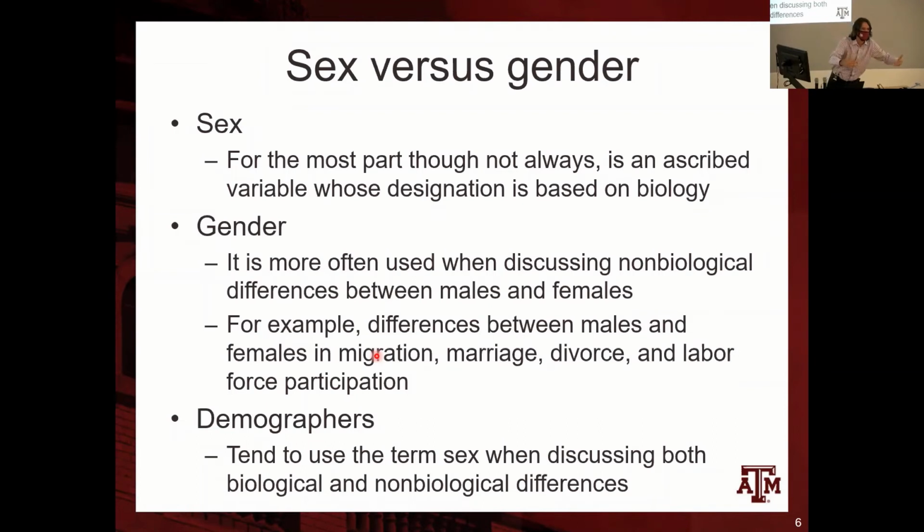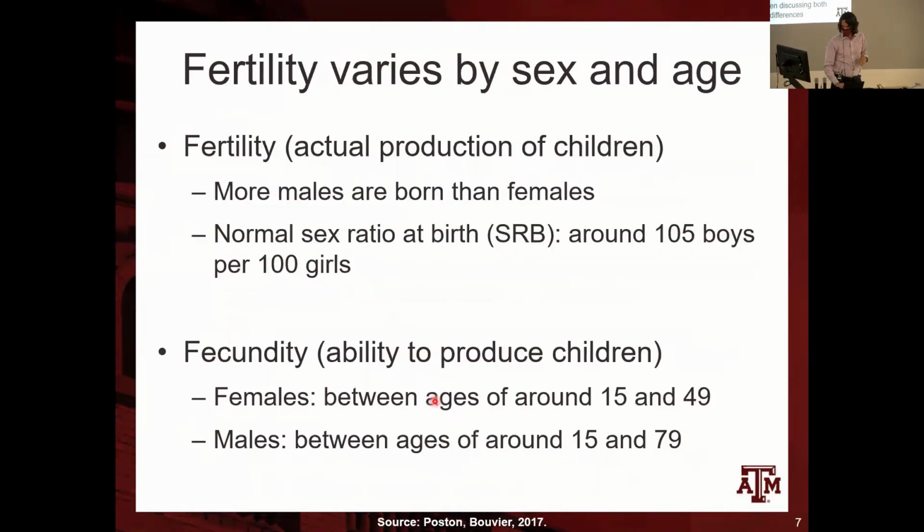Differentials in unemployment rates by sex, but behind the explanation to that are gender differences going on in our society. Okay? It's just important to know that. And as I'm going to show here in a couple of slides, fertility, mortality, and migration, the three demographic components, they vary by sex and by age. Okay?